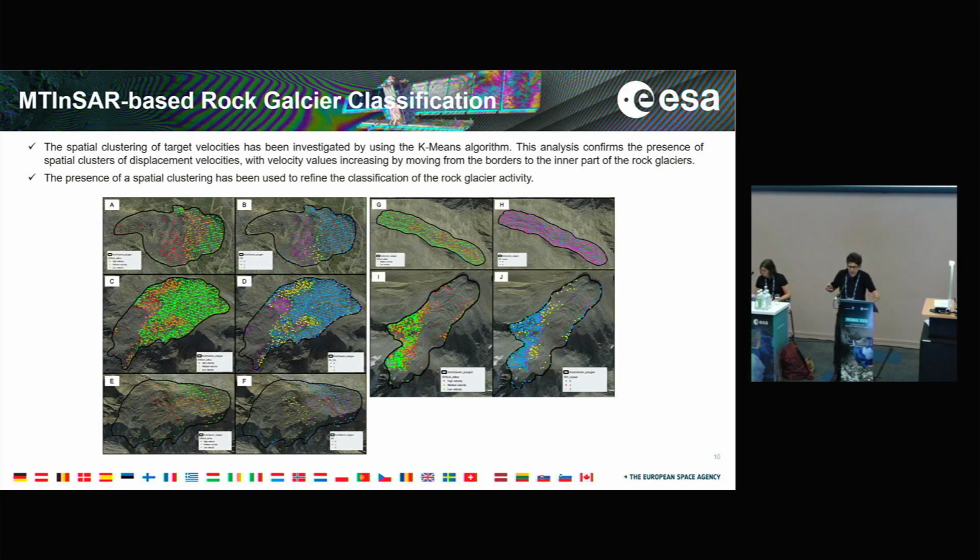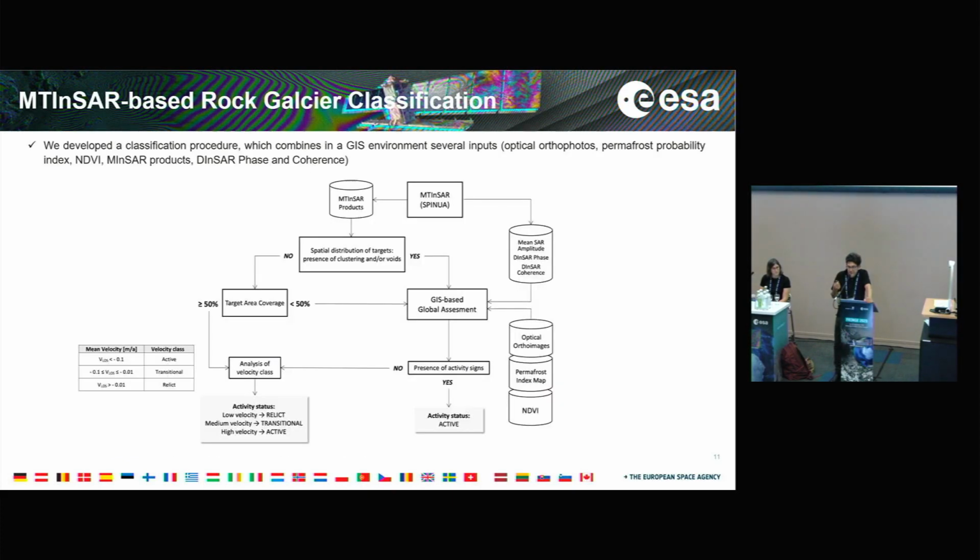And so we try to use all these results, the mean velocity, the cluster of velocity, as well as the density of targets within the rock glacier borders, to derive a more reliable classification procedure.